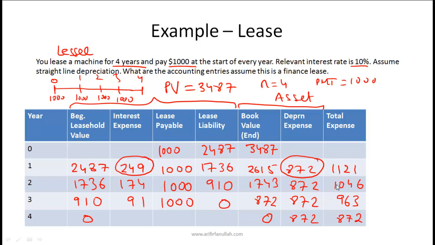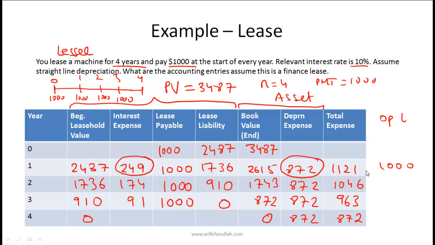Now how does this compare with operating lease? Had we shown this lease as an operating lease, then what would the expenses be? We would show the lease expense for every year. At the beginning of every year we would show the lease expense as the money that is paid. So every year we have an expense of 1,000, and that will simply be a rental expense.